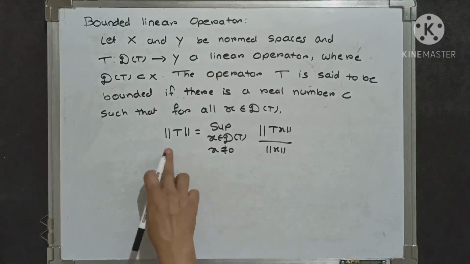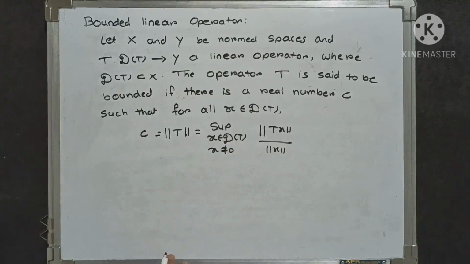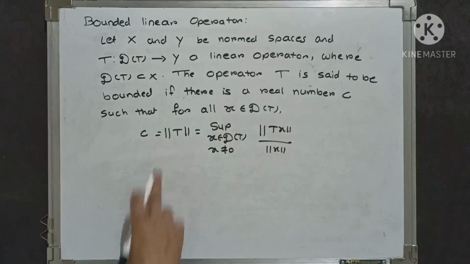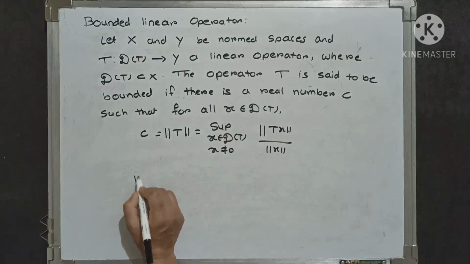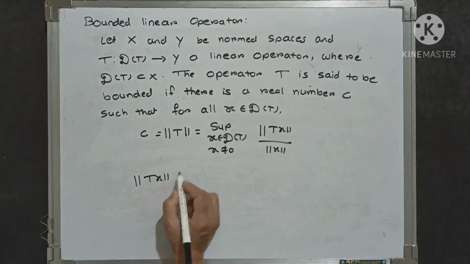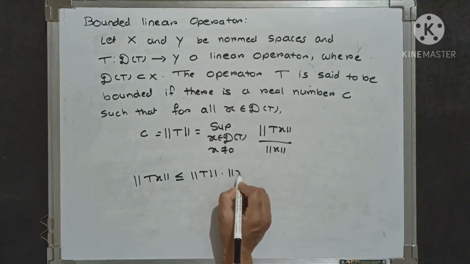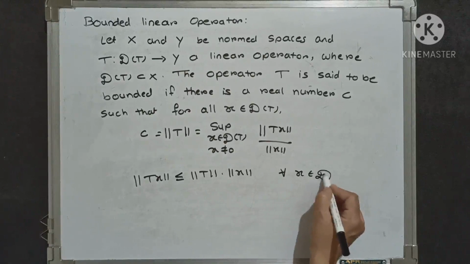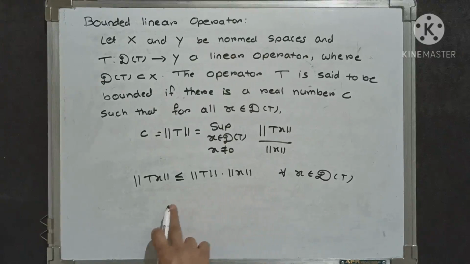Therefore, the norm of T is equal to this, and we know that this norm of T is equal to c. Now we put this value of c, which equals the norm of T, in equation 1. We get that the norm of Tx is less than or equal to the norm of T times the norm of x for all x belonging to D(T). Now this is the condition for the linear operator to be bounded.